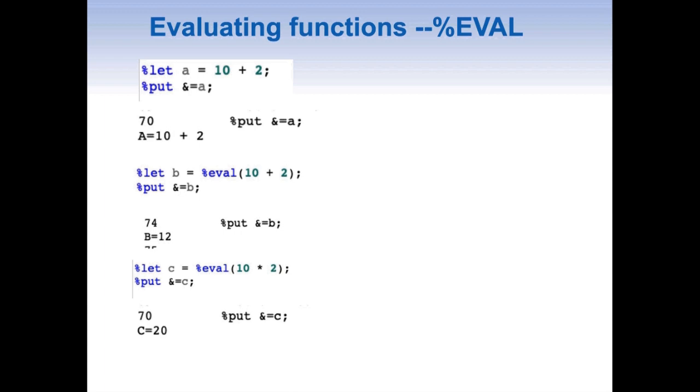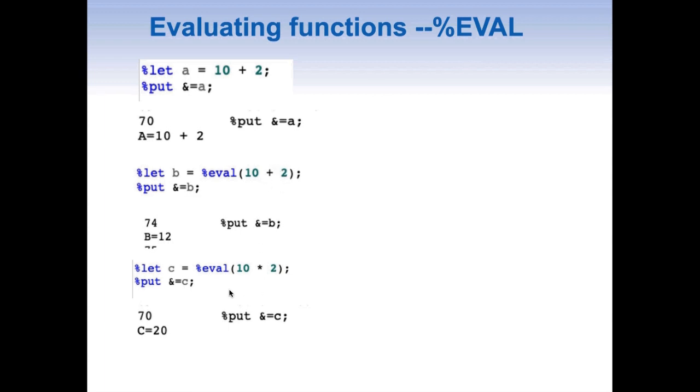But what if we want to do some kind of calculation here? Then we tell the macro system to please treat these values as numbers and this as a mnemonic operator, wherein you can do plus. So this %eval tells the macro system to treat these values as numbers and this as an operator, and then when we do %put ampersand equal to b, we get the value of 12.